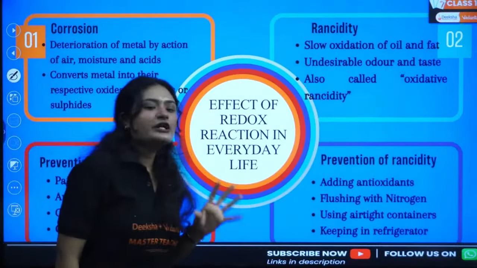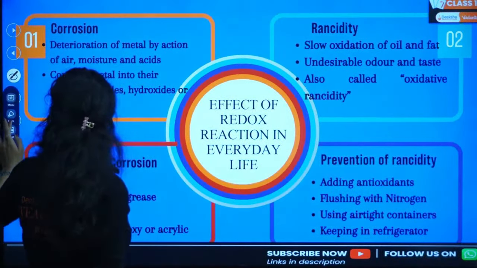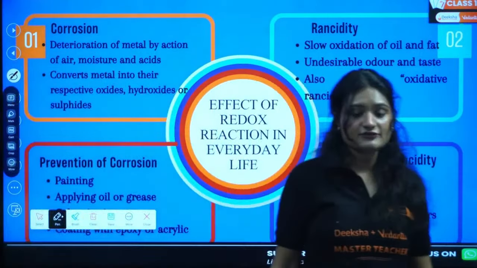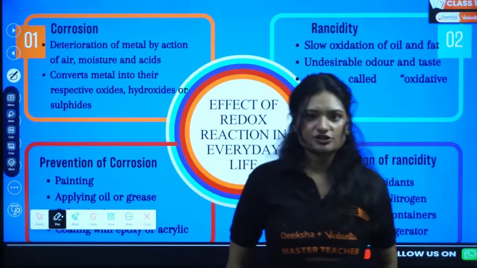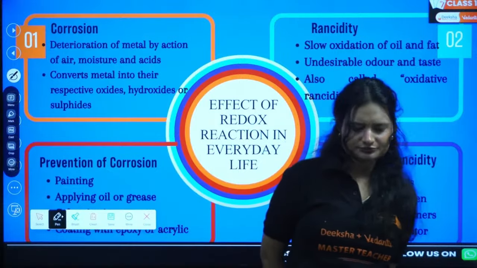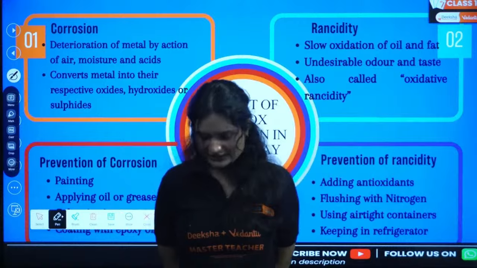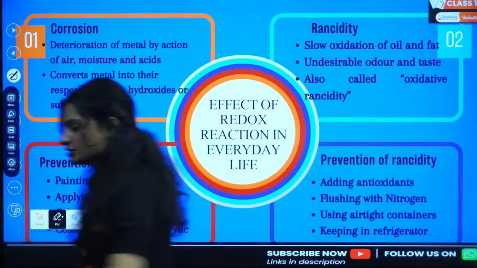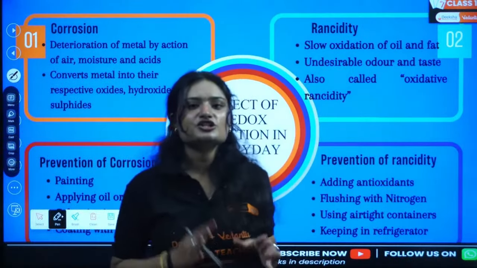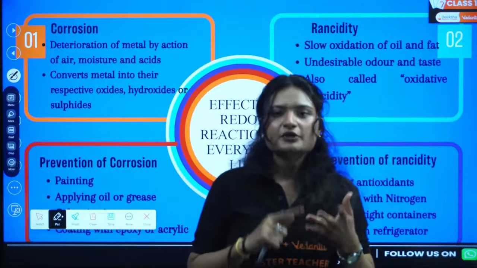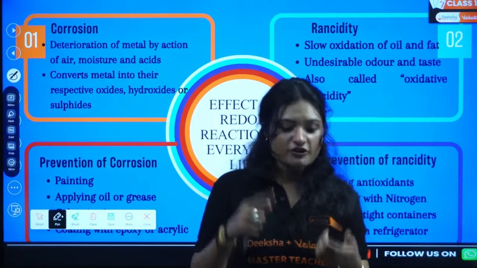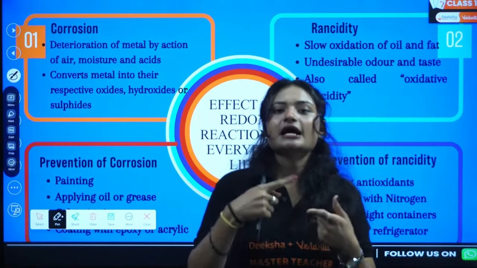Now, what is the effect of redox reactions in our everyday life? We see two phenomena in our everyday life that are related to redox reactions. What are those phenomena? Corrosion and rancidity. What is corrosion? Yes, rusting is corrosion. Corrosion is the deterioration of metals by the action of air, moisture or acids.